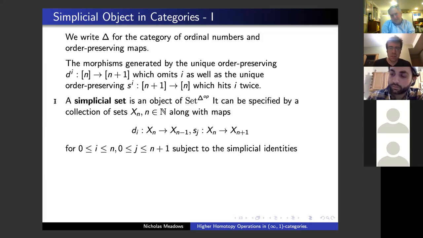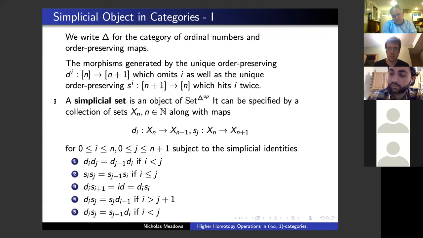These maps, these d_i's and s_j's, have to satisfy certain simplicial identities, which I've listed here. And I guess you can verify by hand that the maps, the uppercase D_i and S_i, satisfy analogs of these, but it's kind of tedious. It's a fun exercise, but I don't want to detract from the talk. But you have these combinatorial identities.